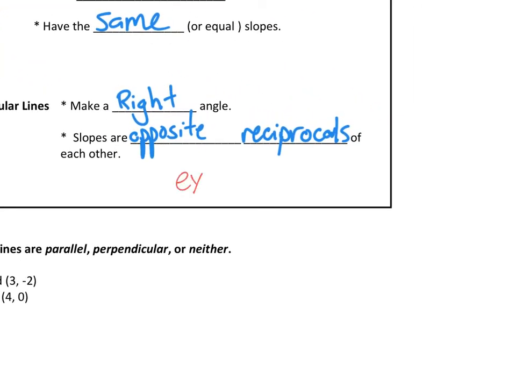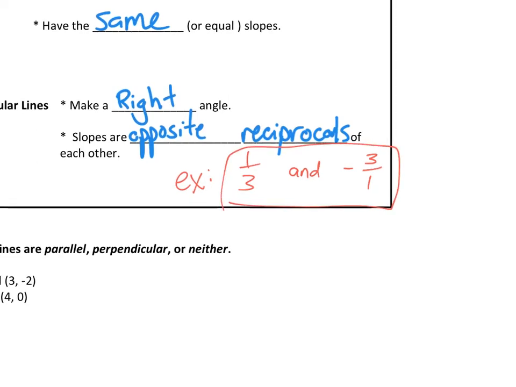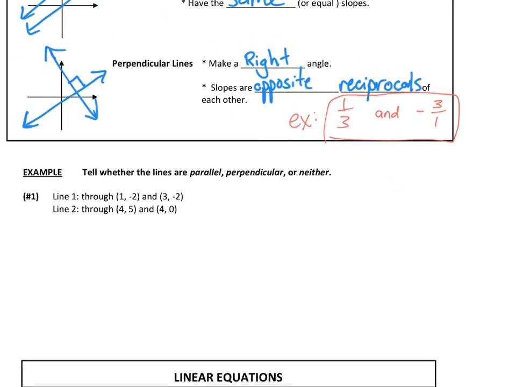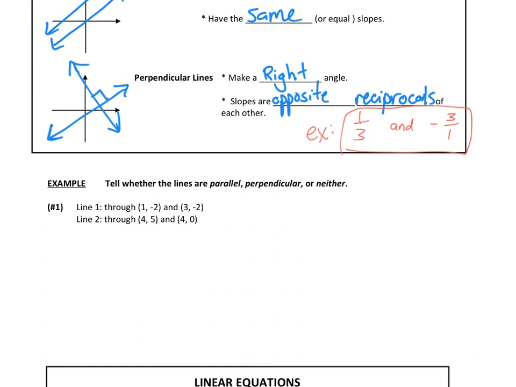So one example of opposite reciprocals would be like, if you get 1/3 for one slope, the opposite reciprocal would be the opposite is negative, and you'd flip it to get 3/1. These two slopes are opposite reciprocals. So just to review, that's what that is. You flip it and you make it the opposite sign. So we need to find the slopes of line 1 and line 2.